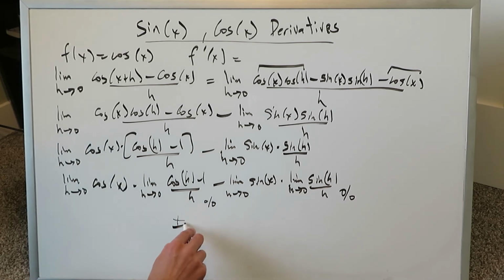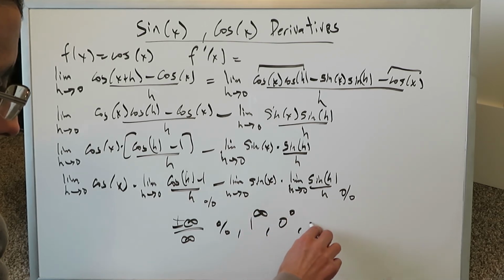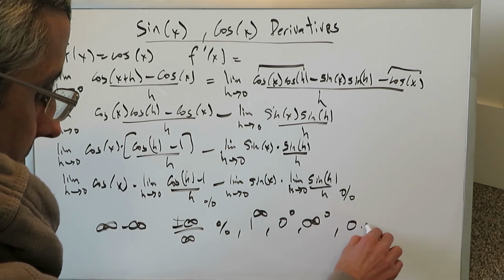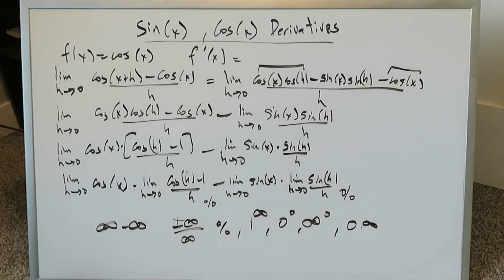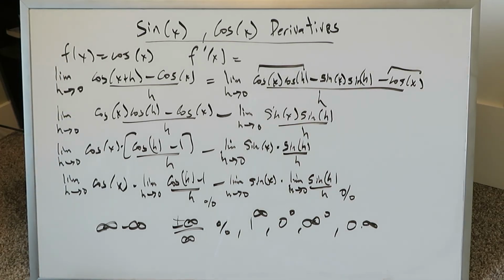Remember the forms: plus or minus infinity over the same, 0 over 0, 1 to the power of infinity, 0 to the power of 0, and infinity to the power of 0. And you also have infinity minus infinity, and you also have 0 times infinity. These are the various indeterminate limit forms, and I've presented videos on all of these, how you challenge those, how you channel those through in terms of your work.